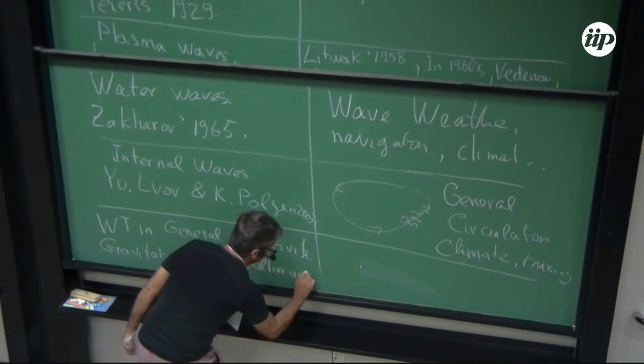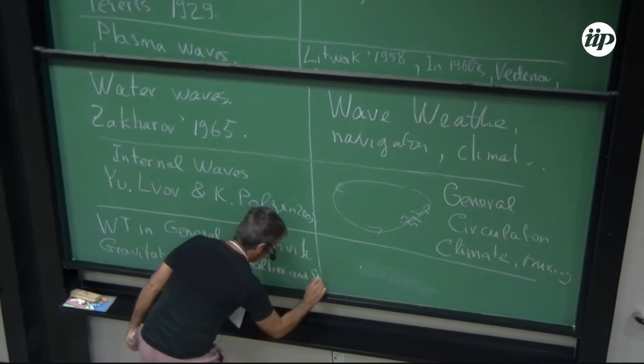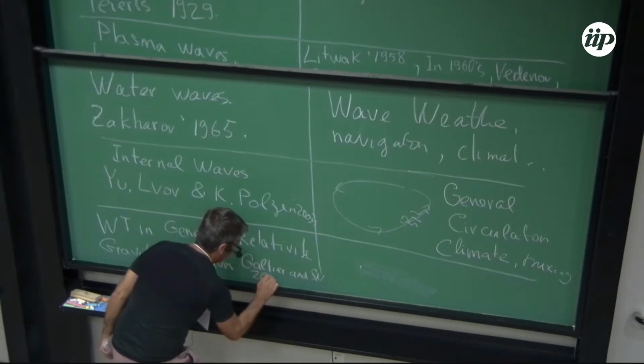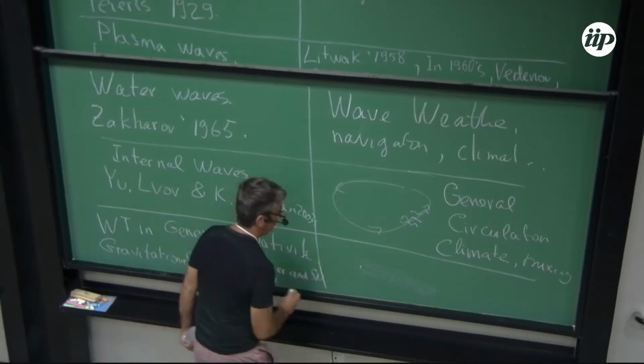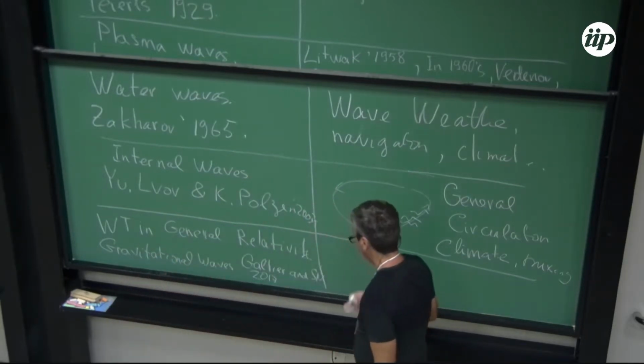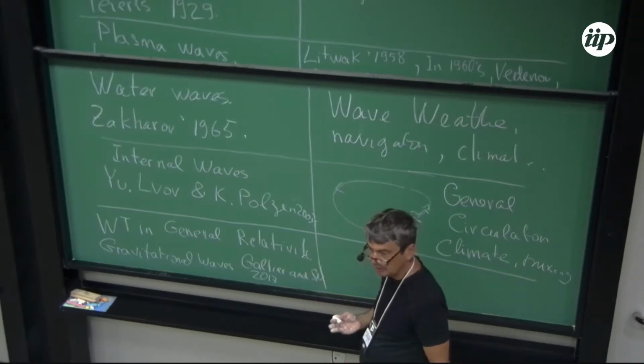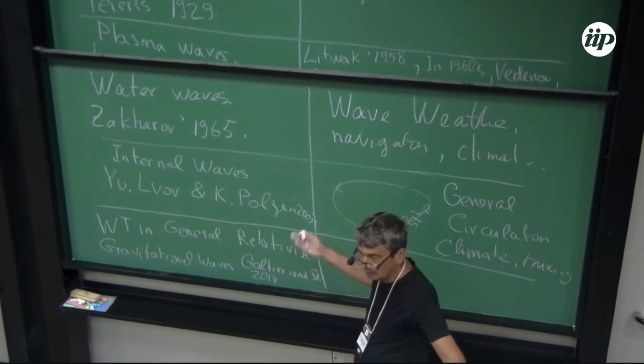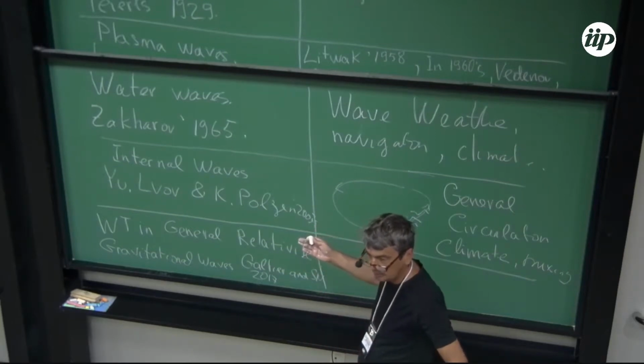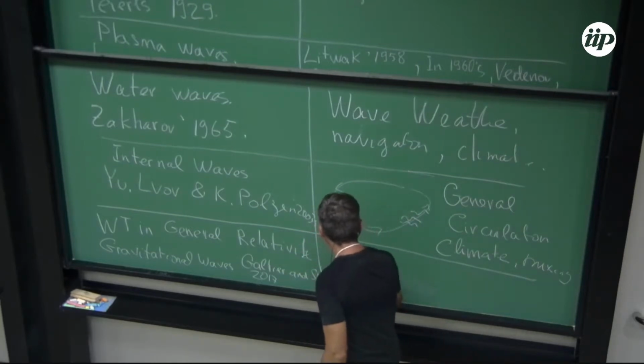So this was a paper of Sébastien Gaultier and myself, 2017, we published it, in which we suggested an alternative explanation of the accelerated expansion of the universe.